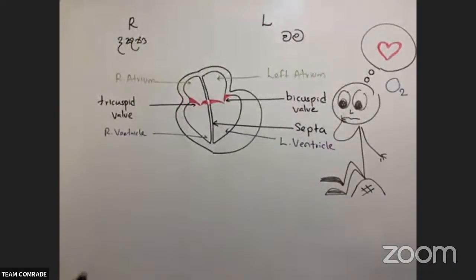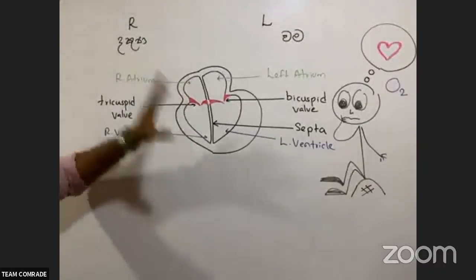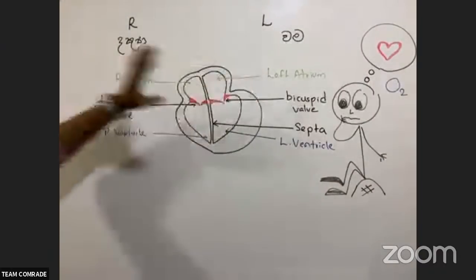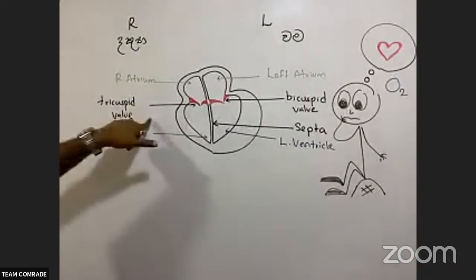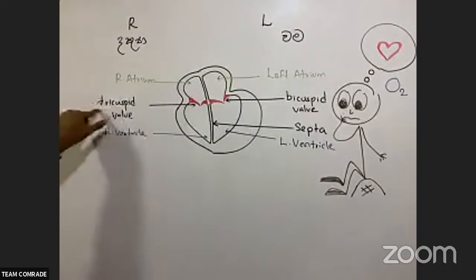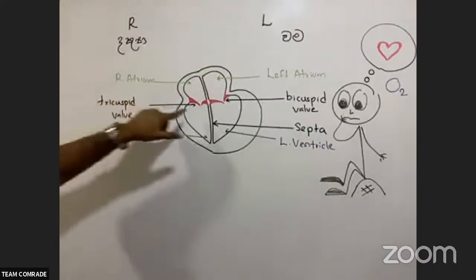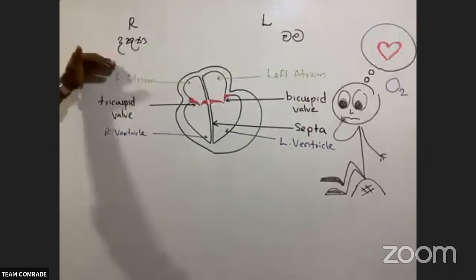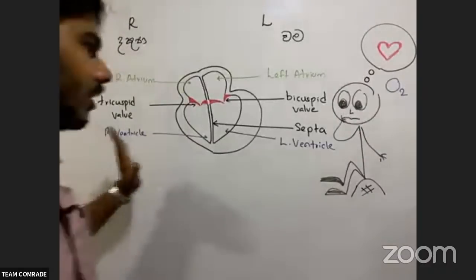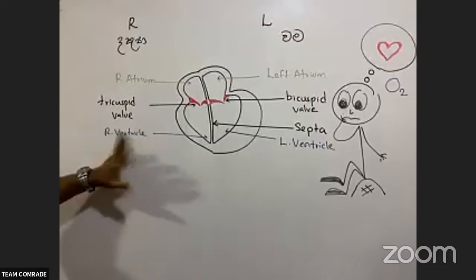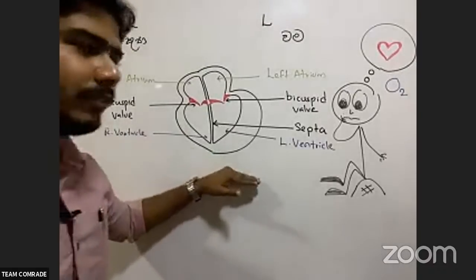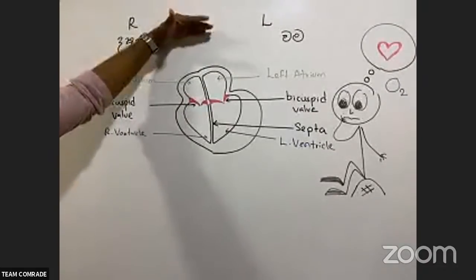Now we know the parts of the heart. We have the heart with 4 chambers: left atrium, right atrium. On the left side we have the bicuspid valve, and on the right side the tricuspid valve. Tri means 3, like triangle, so 3 cusps on the Dakuna side. We have 2 atria and 2 ventricles. The bottom chambers are ventricles, and the top chambers are atria.